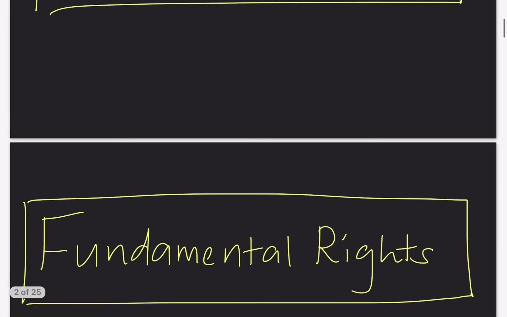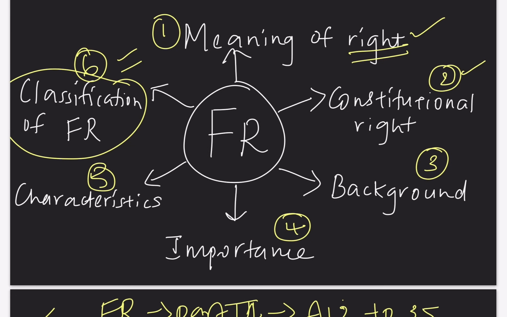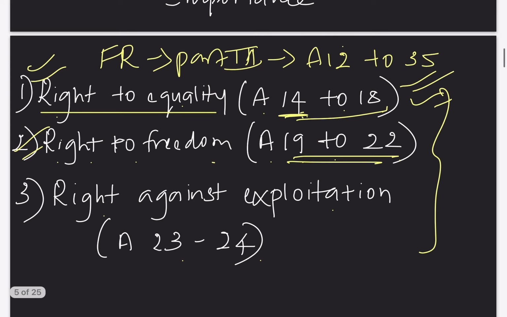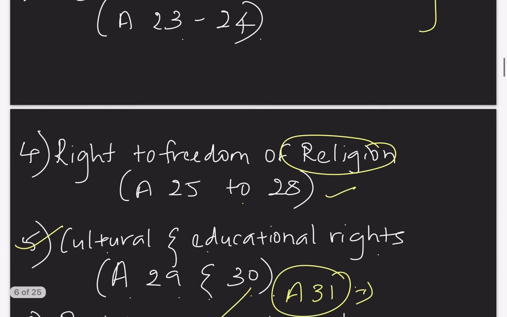So in Indian polity, we started with fundamental rights. We studied that in the classification of fundamental rights, we have 6 fundamental rights. The first one is right to equality, that is from Article 14 to 18. We had already covered right to equality. So now let's start with right to freedom, that is from Article 19 to 22.